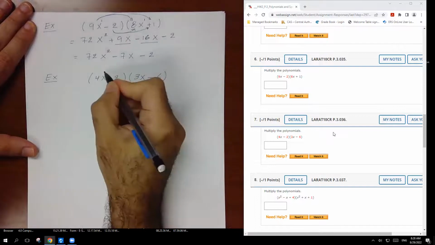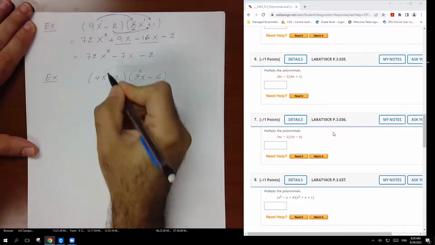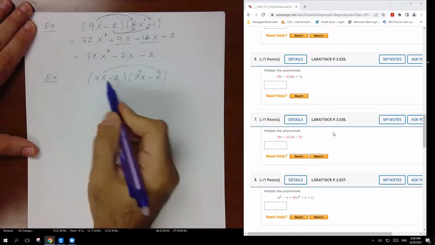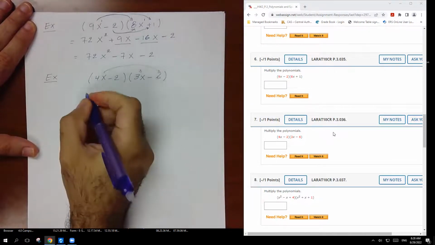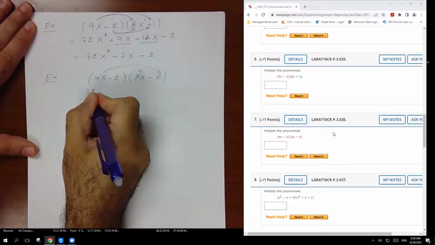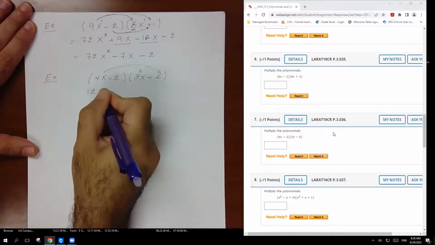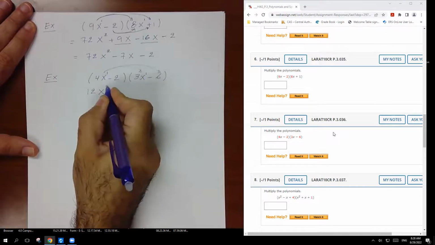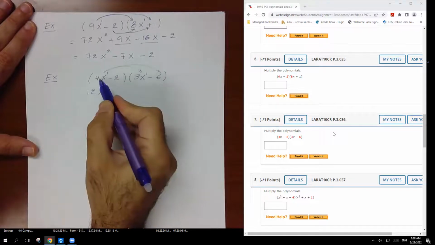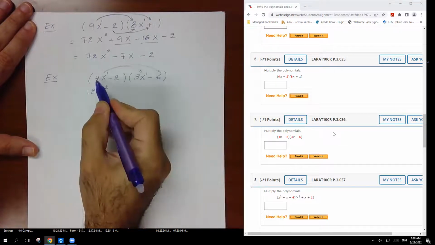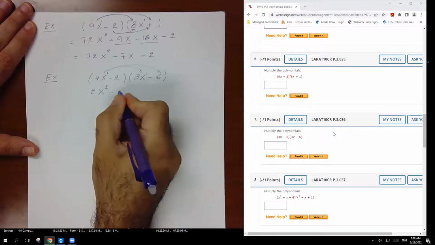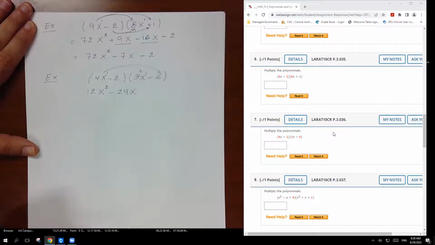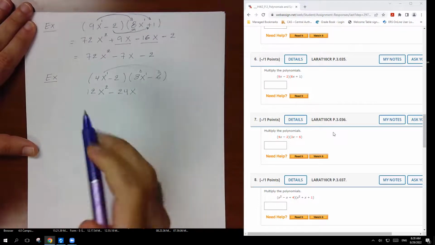First of all, we're going to multiply 4x with these two terms. So 4x times 3x, 4 times 3 is going to be 12. Multiply the numbers, add the exponents. Here is the x. 1 plus 1 is going to be 2. 4x times negative 6, 4 times negative 6 is going to be negative 24. There is no x here, so here is the x. Now we're done from the first part.